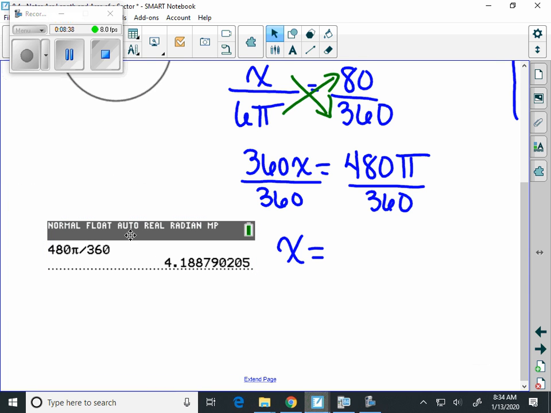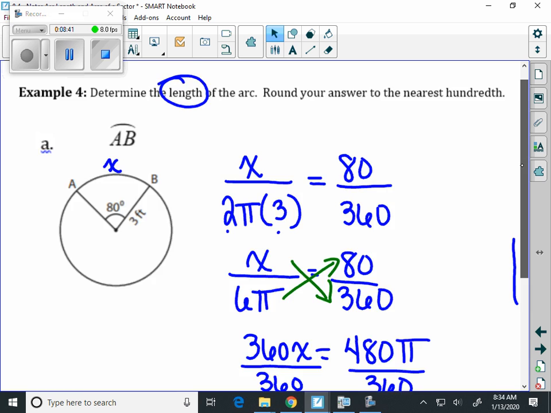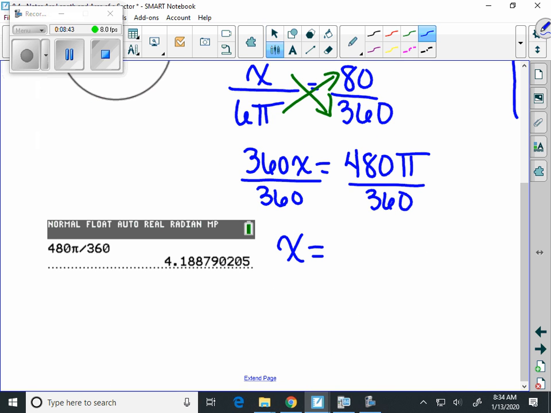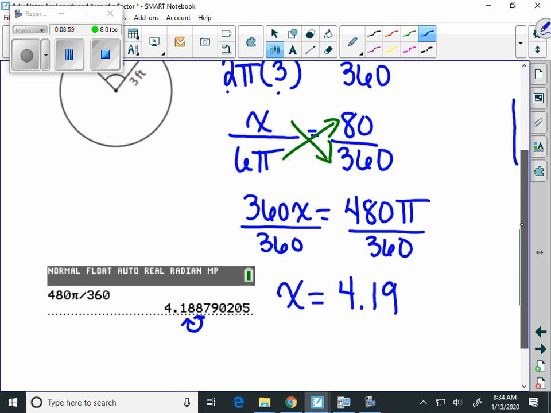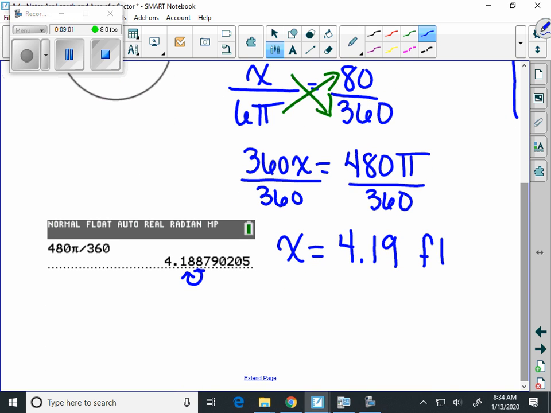And then lastly, what we want to do is round to the nearest hundredth. So we're looking at the second 8 to determine what to do to the first 8. And since the second 8 is 5 or higher, when we round to the nearest hundredth, we're going to get 4.19. If we want to get technical, the units are feet. Circumference is singular, area is square, it's square units. But we're dealing with circumference right now.